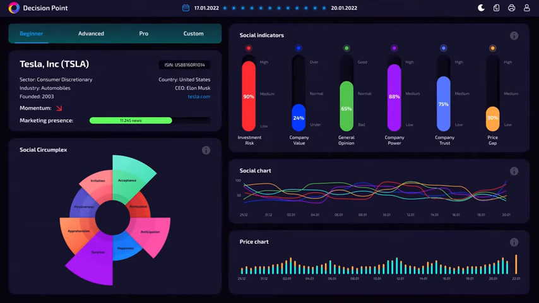Then we have the company value. The company value indicates whether the stock price per share is overpriced or underpriced according to its actual value. You can see that in this example. Decision Point believes that the company value is actually undervalued. So why is it useful?